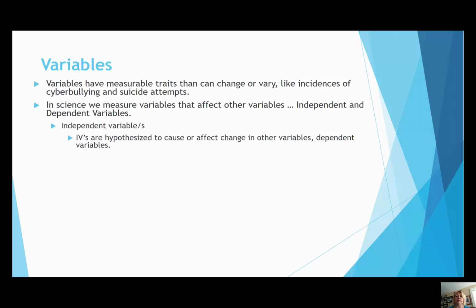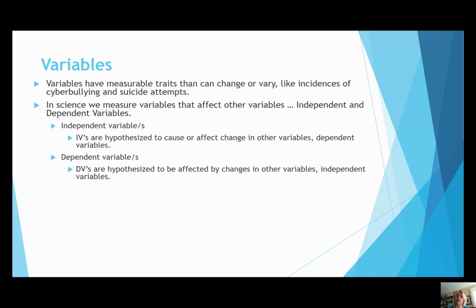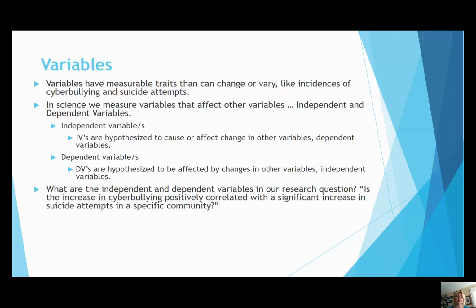We're going to keep it simple and focus on one independent and one dependent variable, but in fact, one study could have many independent and dependent variables affecting one another. Dependent variables are hypothesized to be affected by changes in the other variables or the independent variables. So the independent variable, as it changes, affects the dependent variable. That's what we hypothesize. If there's no change happening, our hypothesis is incorrect. If there is change and it's significant, then our hypothesis can be correct.